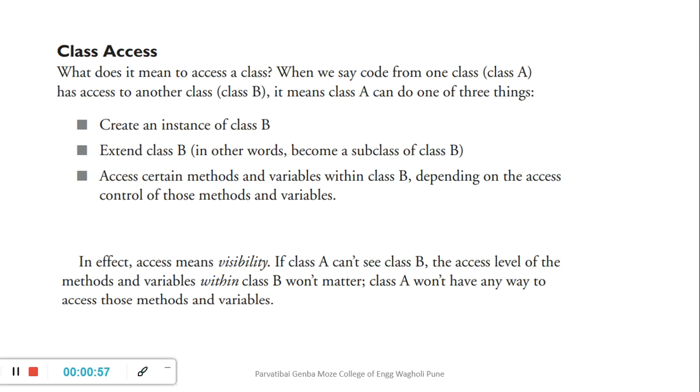Access means visibility. If A can't see B, the access level of the methods and variables within the class B won't matter. You don't have access to them if the class is not accessible. So first, the class must be accessible from outside, and only then can we access the members, variables or functions of the class. There are two access levels in Java. First is default, second is public.